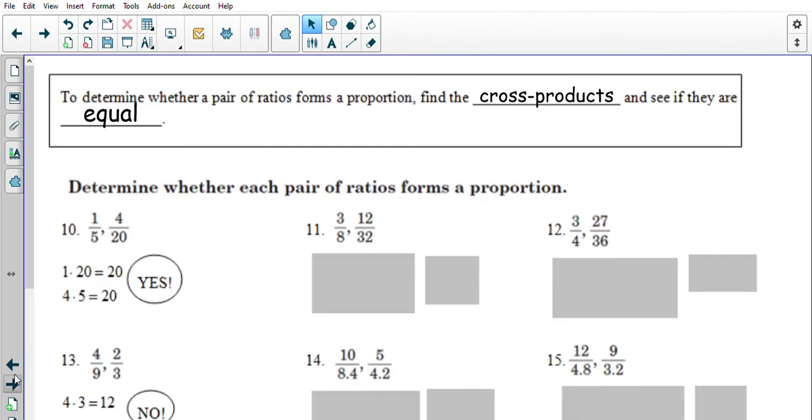All right, moving ahead to our next concept. So you don't have to copy anything down in that box. This is already in your notes. But at the top of the next page, it says to determine whether a pair of ratios forms a proportion, find the cross products and see if they are equal.